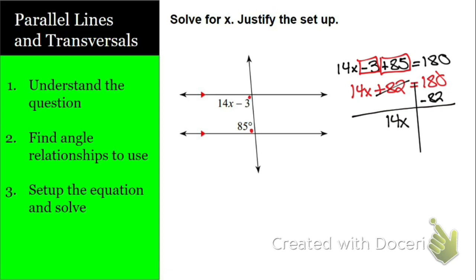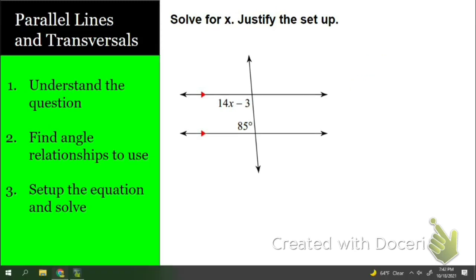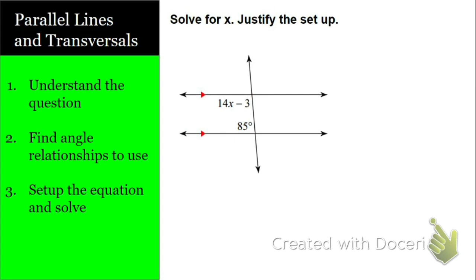And then 180 minus 82 is going to give me 98. Then I can divide by 14, and the value of x for this problem is going to be 7. Because this problem was same side interior supplementary, we had to set it equal to 180 degrees. So now let's move on to our next example.